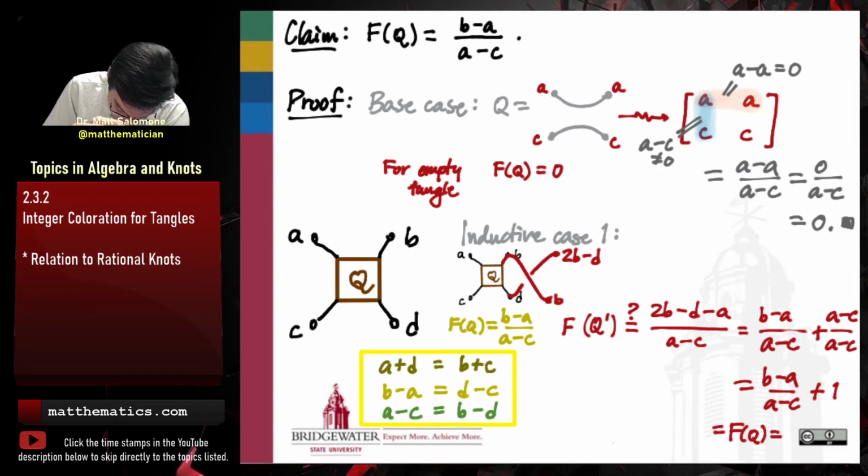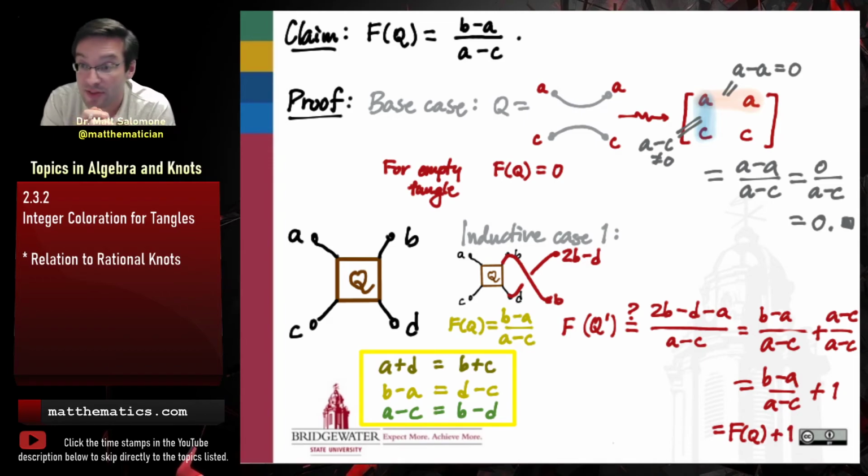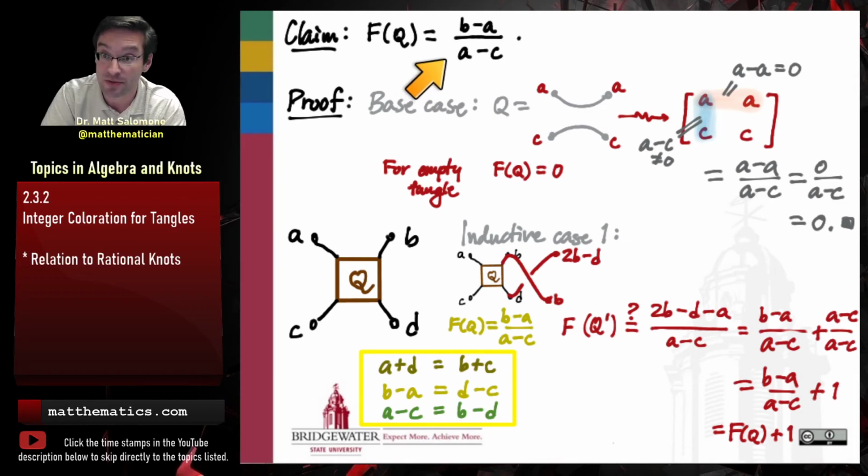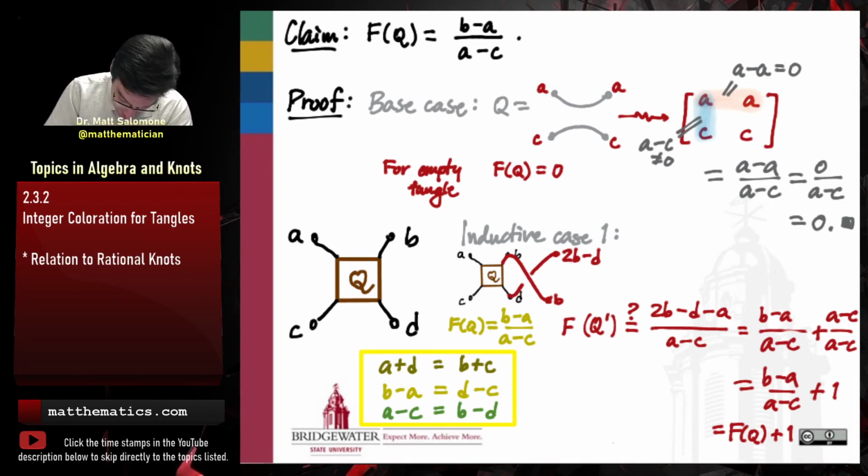Q prime was obtained from Q by adding a twist, and correspondingly, its tangle number is obtained from the tangle number of Q by adding 1. So that's good news as well, right? We have the base case, we have the first inductive case, which shows me that when I add a twist, the right thing happens, right? My tangle number, as computed by this coloration fraction, increases by 1. So what do you suppose inductive case number 2 is?